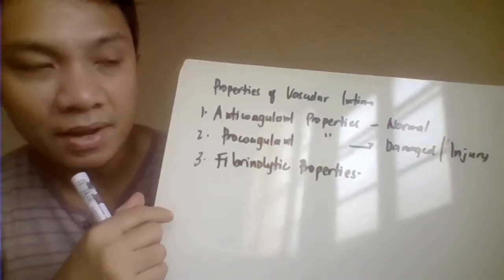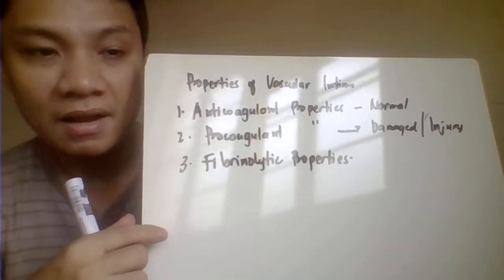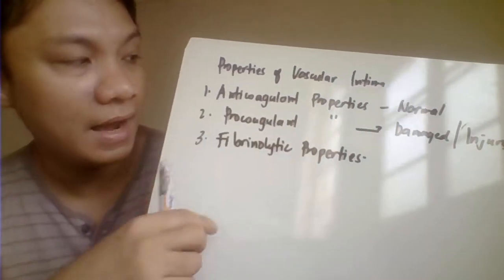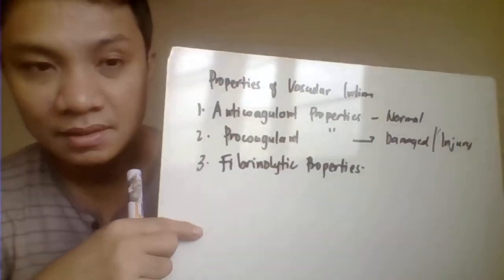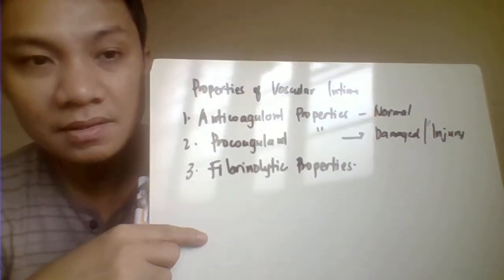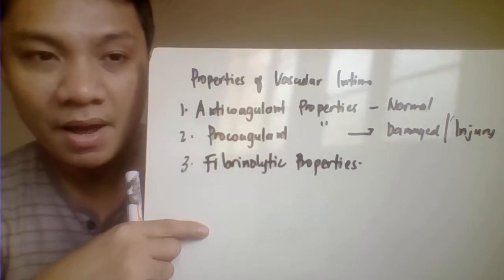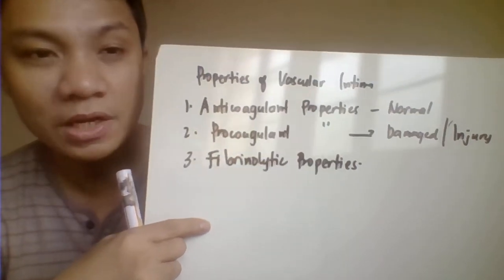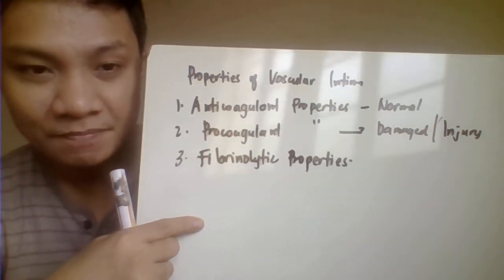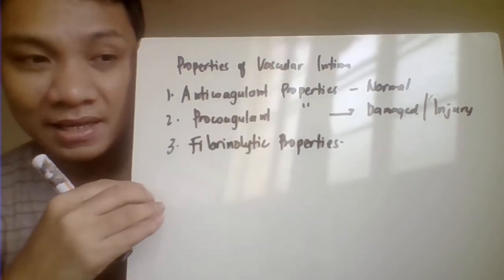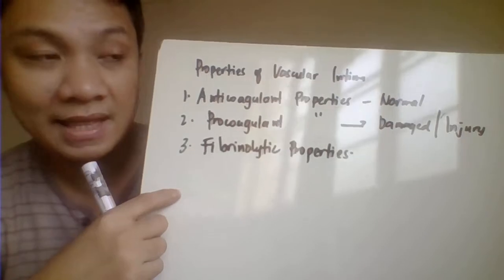Okay, the next slide, we have here the properties of your vascular intima, your blood vessels. It could perform here, number 1, anticoagulant properties. Pag sinabing anticoagulant properties, that's being performed by the blood vessels pag wala tayong tissue injury o wala tayong tissue damage. Okay, so anticoagulant because normally, di ba, hindi nagkaklat ang blood natin.